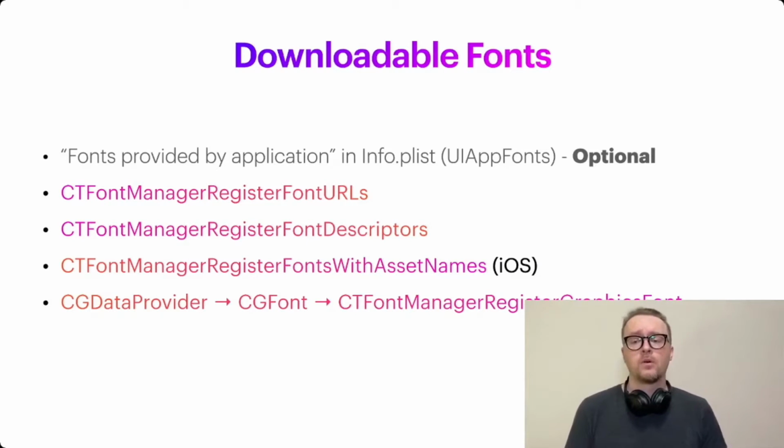Using CoreText, we can actually download a font, register that font, and use it in our application. And there are a few functions that help us with that. CTFontManagerRegisterFontsForURLs will register fonts from the URL. This is the file URL expected. CTFontManagerRegisterFontDescriptors: first we create a descriptor, then we register. CTFontManagerRegisterFontsWithAssetNames is iOS only. So if we have the font file in assets, we can use that name here and register that at runtime.